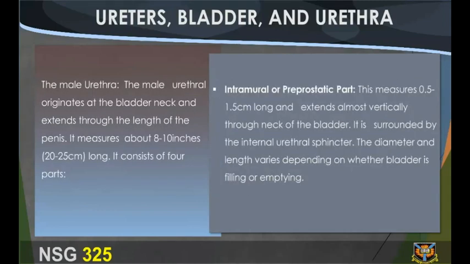The male urethra. The male urethra originates at the bladder neck and extends through the length of the penis. It measures about 8 to 10 inches long. It consists of 4 parts. Intramural or preprostatic part. This measures 0.5 to 1.5 cm long and extends almost vertically through the neck of the bladder. It is surrounded by the internal urethral sphincter. The diameter and length vary depending on whether the bladder is filling or emptying.